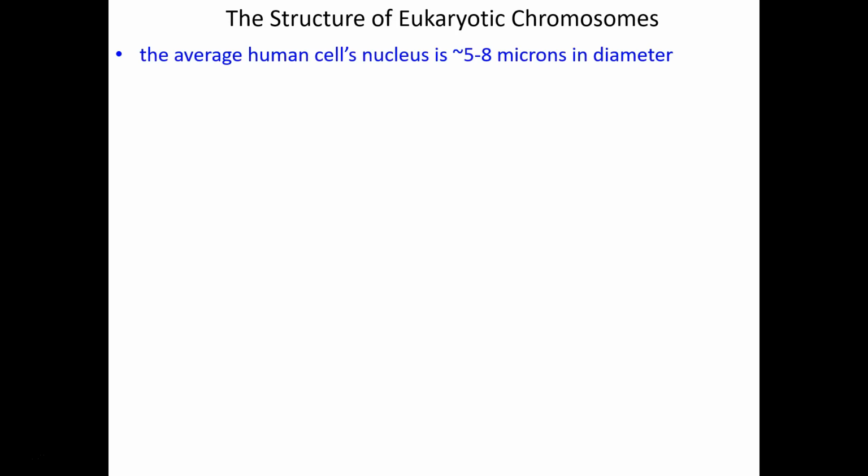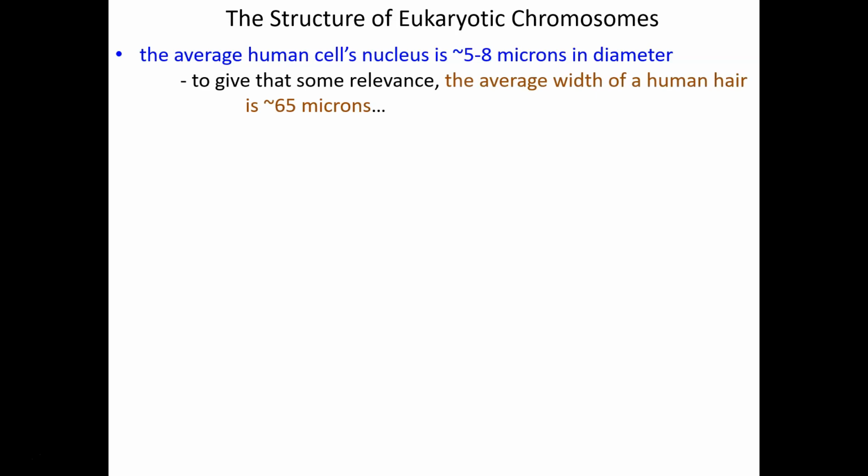So let's get some idea of what sizes we're talking about here. The average human cell's nucleus is between 5 and 8 microns, or micrometers, in diameter. This is a 1/1,000,000th of a meter, right? This is 10 to the minus 6th meters. So very, very small. To give that some relevance, the average width of a human hair is about 65 microns. So a single nucleus is roughly 10 times narrower than a human hair.